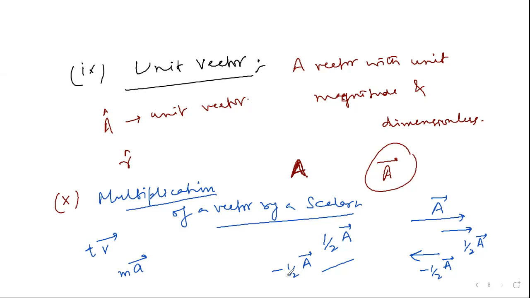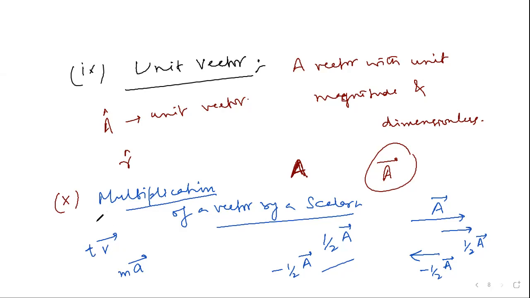Same is here. But what is the difference? Here these numbers have no units. So if A is some vector, half A is the same vector. Same vector in the sense that it has the same units. The nature of the vector doesn't change. If A is force, half A is also force. If A is velocity, half A is also velocity. If A is acceleration, half A is also acceleration. But here, the nature of the vector changes.